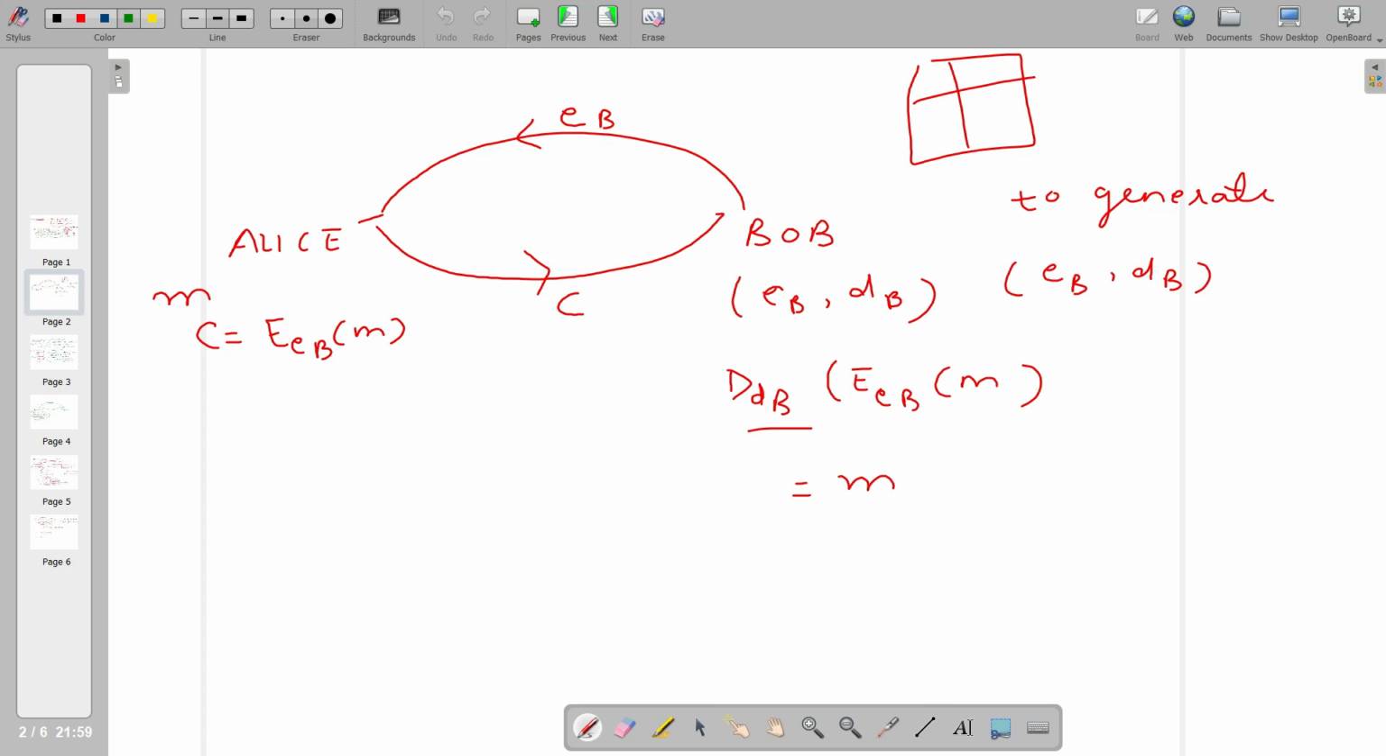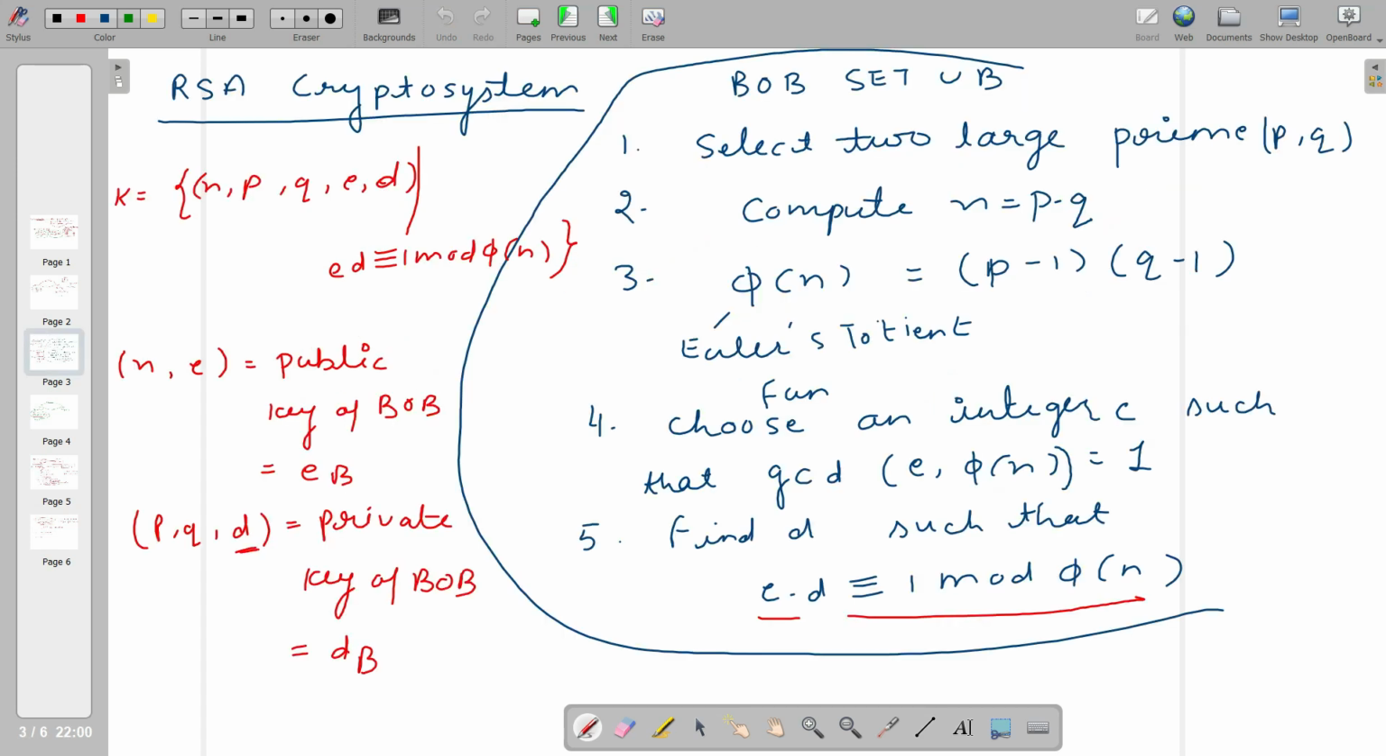For example, if Alice wants to send a message to Bob, Alice will encrypt it using Bob's public key, and Bob will decrypt it using his own private key. If Bob wants to send a message to Alice, Bob will encrypt it using Alice's public key, and Alice will decrypt it using her own private key. Okay, so this is the setup for the RSA crypto system.